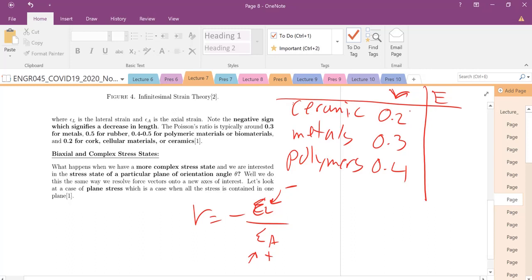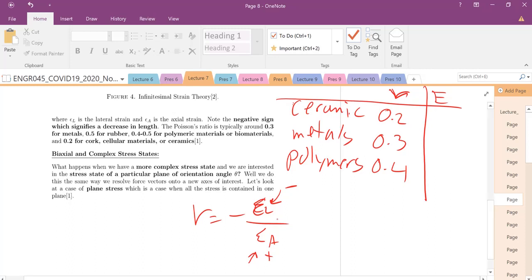Now, why would this be the case for ceramics, metals, and polymers? Why do polymers have the largest Poisson's ratio? If I have a large Poisson's ratio, it means I have a large lateral contraction, meaning it's easier for it to decrease in the lateral direction. We know that polymers are more compliant, less stiff, and more ductile, so as we pull, it's easier to contract in that direction.